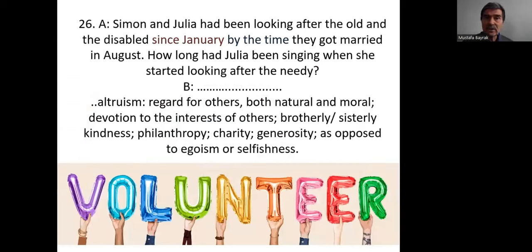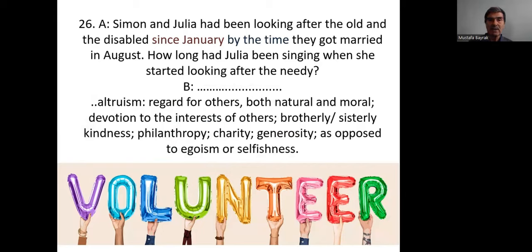26. Simon and Julia had been looking after the old and the disabled since January, by the time they got married in August. How long had Julia been singing when she started looking after the needy? Julia had been singing for 10 years when she started looking after the needy.